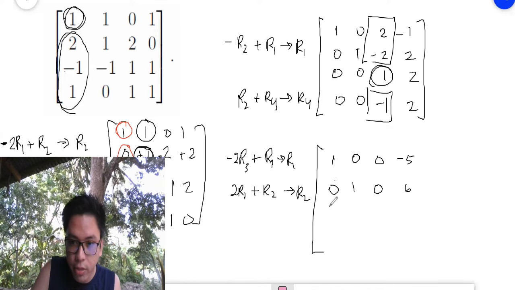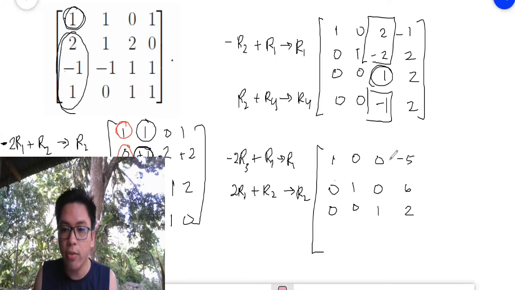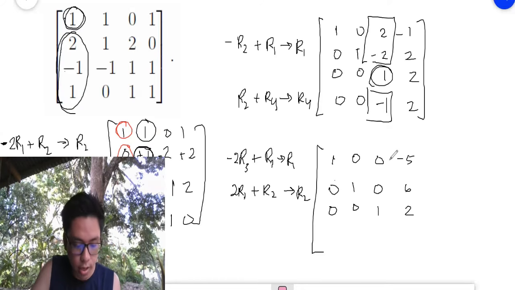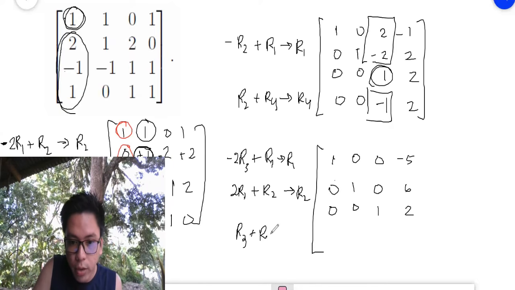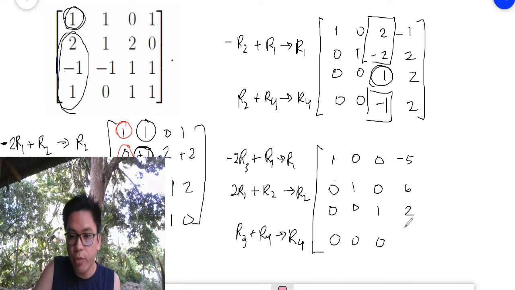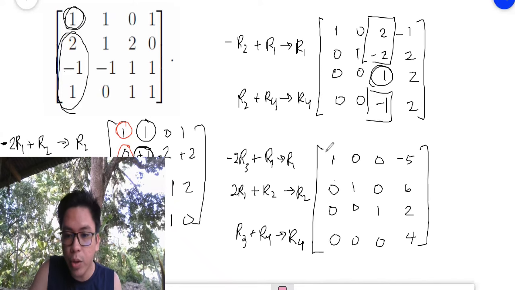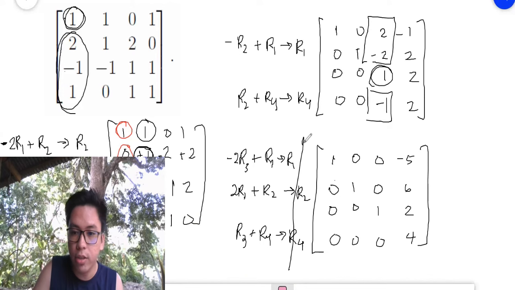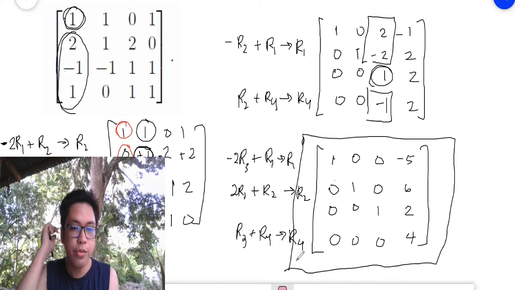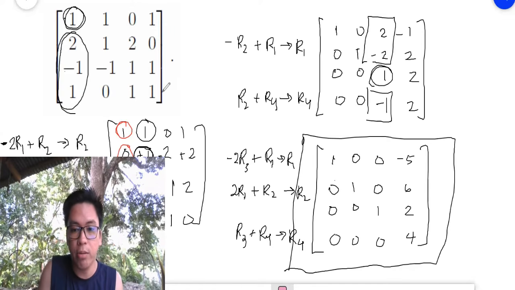I'm just going to copy R3 because I did not do anything on R3, except that I use R3 to change the other rows. And then R3 will be added to R4 to get my new R4. So this is 0, 0, 0, and by adding that, I would get this 4. So in this case, we have already achieved the definition of reduced row echelon form. So this is now the final answer, the reduced row echelon form of this given matrix.